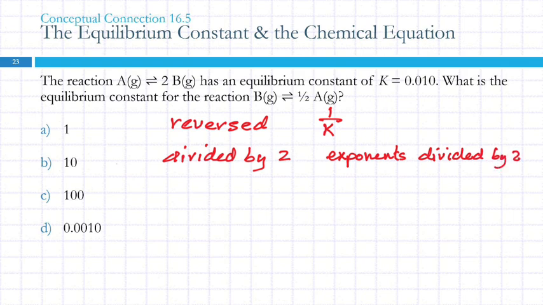So if we're starting with 0.010, the first thing is to invert that, right? And what's the exponent on this? It's 1, and so to divide it by 2, it becomes 1/2. You could also write this as, okay, it was 0.010. Now to invert it, it's going to be to the -1. Divide that by 2 and it's to the -1/2. Okay?